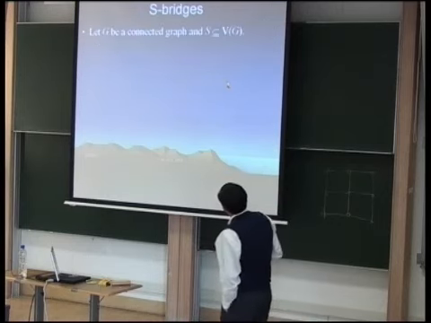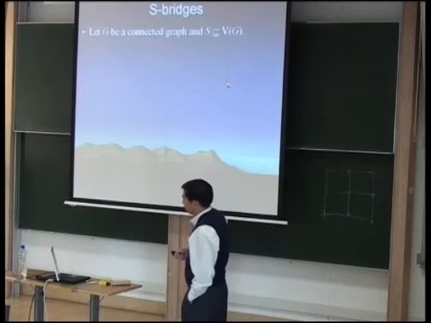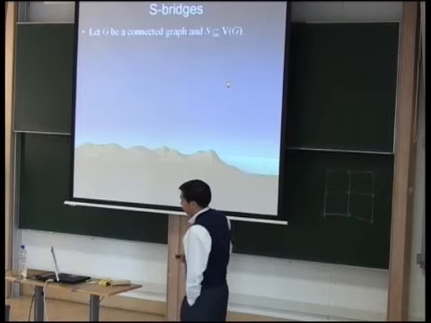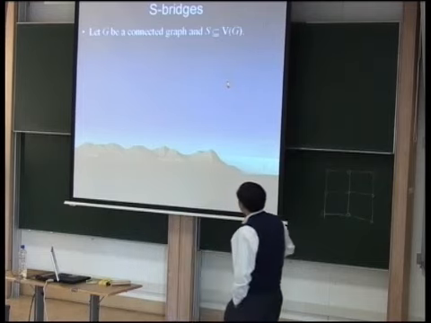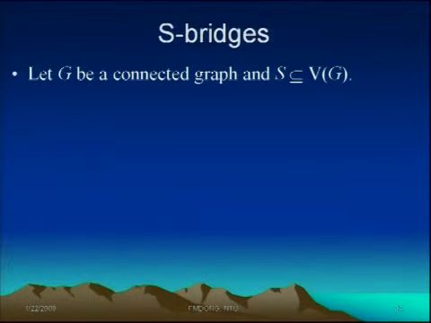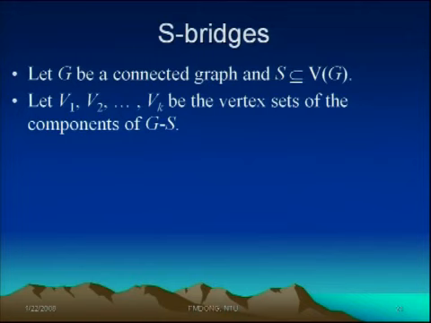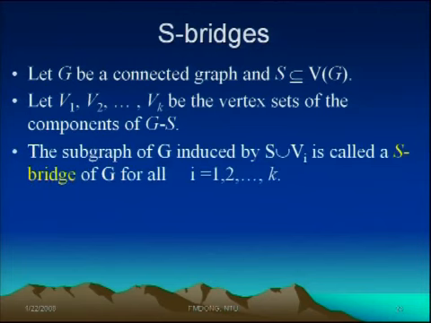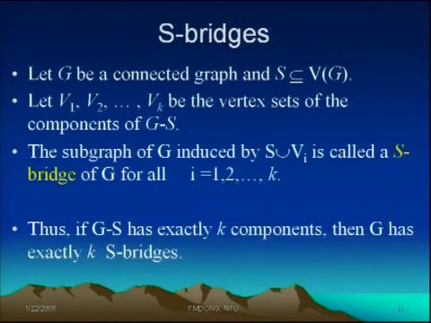So I first need to introduce the S-bridge, although Jackson introduced this concept last week. I repeat again. Suppose G is a connected graph and S is a subset of vertices. If V1, V2, ..., Vk are the vertex sets of the components of G minus S, then the subgraph of G induced by the union of S and Vi is called an S-bridge. So if G minus S has k components, then the graph has k S-bridges.